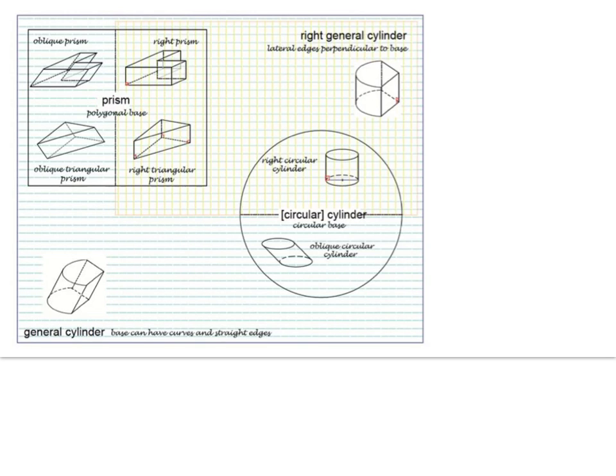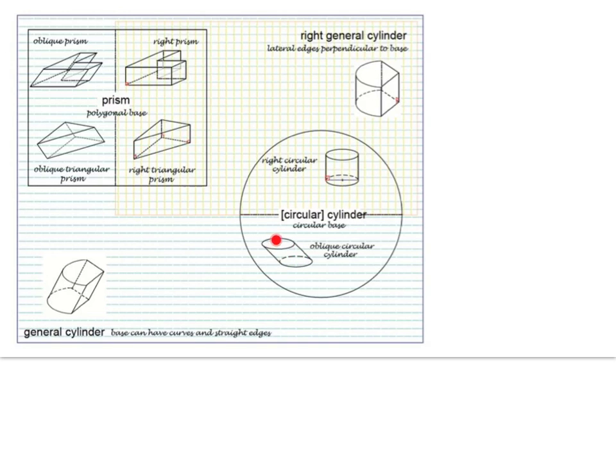There you see we have general cylinder. The base can have curves and straight edges, and an example. A subcategory, right general cylinder. It's general because it can have curves and edges, but the lateral faces are perpendicular to the base. Right circular cylinder: its base is a circle, but it's parallel and the lateral edges meet at a right angle.